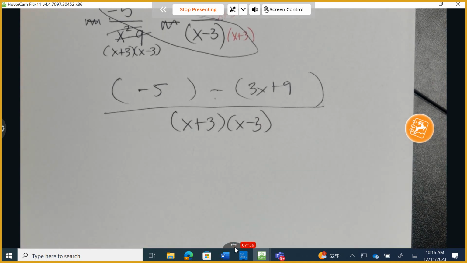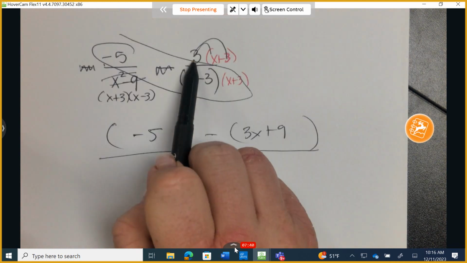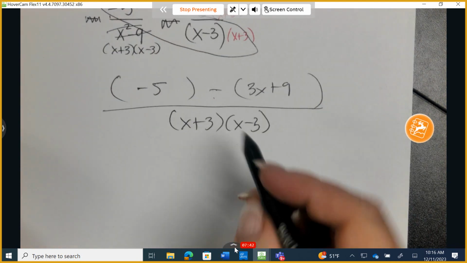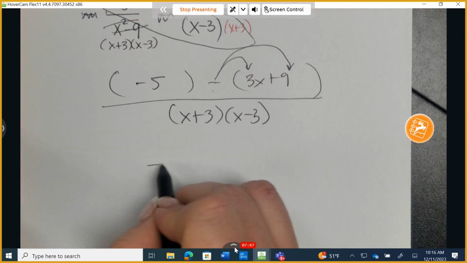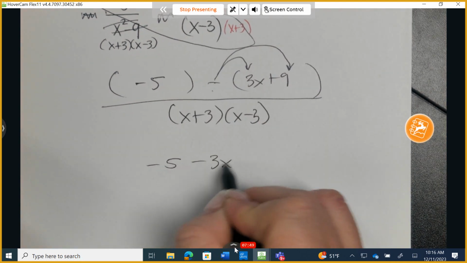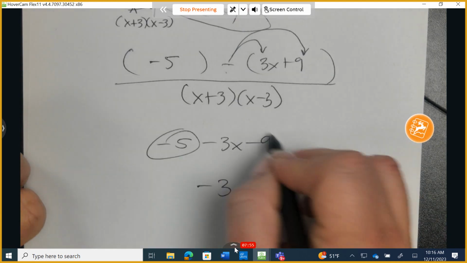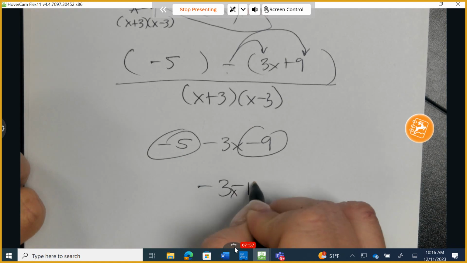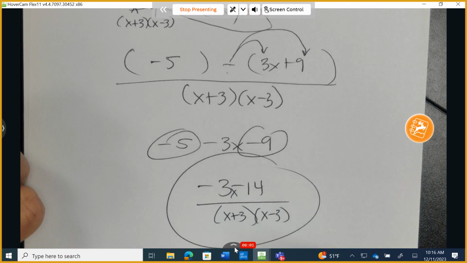Now, here's where I did see some students when I was walking around. One is some students forgot to take the 3 and to distribute it to the 3. The next thing is students forgot to distribute this subtraction sign to both quantities. So I have negative 5, subtract 3x, subtract 9. That's the numerator. So when I combine, I have negative 3x minus 14 over x plus 3 and x minus 3.